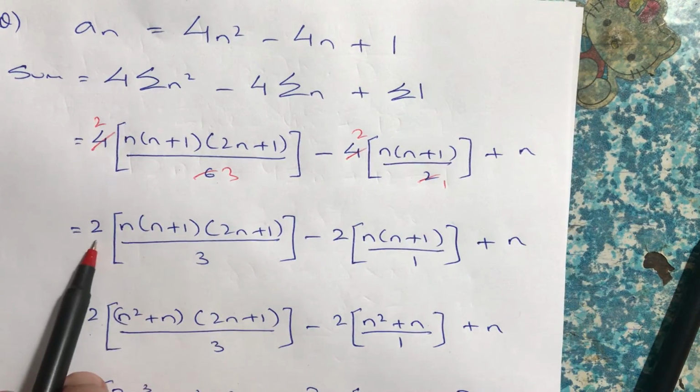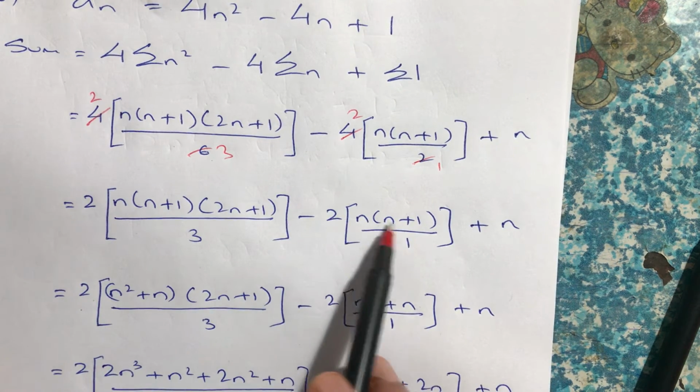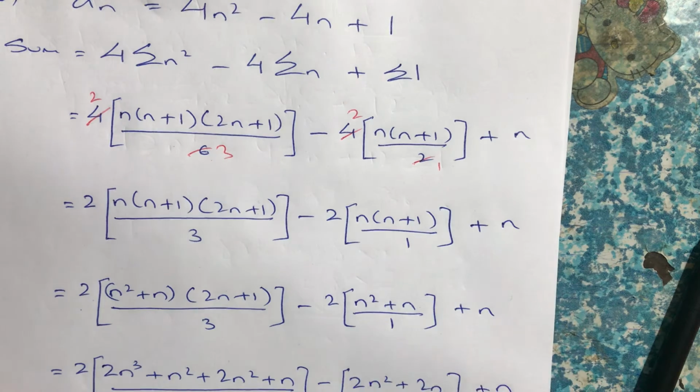So what am I left with? I'm left with 2. Then inside is n plus 1, 2n plus 1 by 3, minus we are left with 2 n plus 1 by 1, plus n, sorry, not a 1.